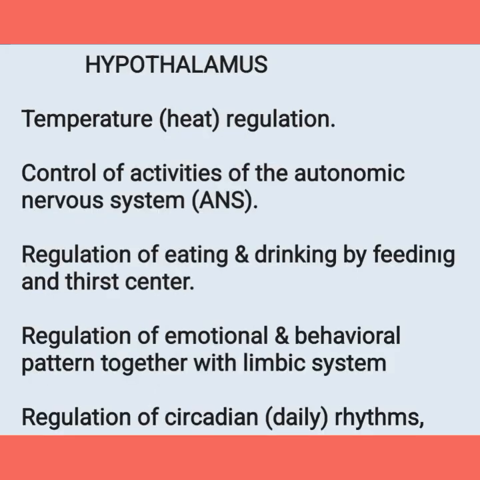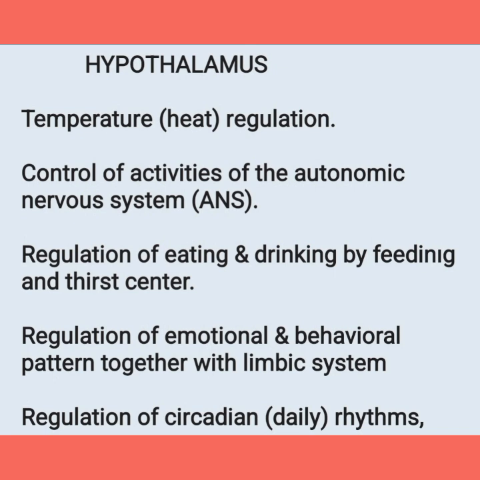It is by hypothalamus. And some of the important functions of the hypothalamus we can see: temperature regulation. First is the temperature regulatory center, the hypothalamus, or heat regulation, and the second is control of activities of the autonomic nervous system. That was our question. And regulation of eating and drinking by the feeding and thirst center. So eating and drinking activities are controlled by the hypothalamus.